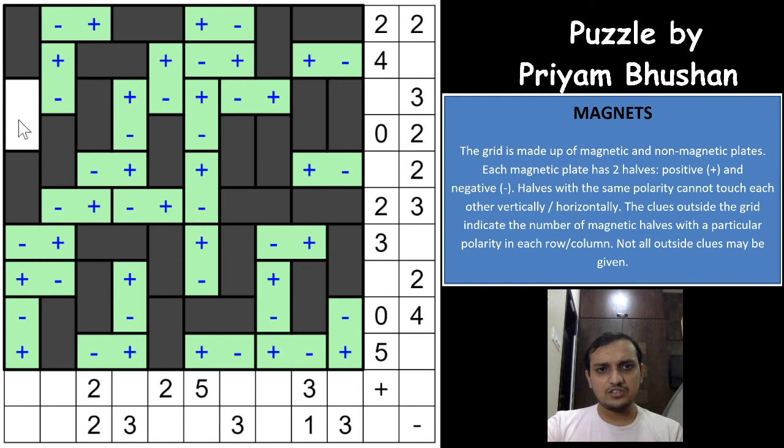So if this is a magnet, this will have to be a positive and this will have to be a negative. We will have 3 negatives, which means this cannot be a magnet. And with that, we complete this gorgeous, excellent, tremendous magnets puzzle. It is really an interesting puzzle to solve, I would say, an interesting genre, and it is an excellent puzzle. So I hope you enjoyed this video.